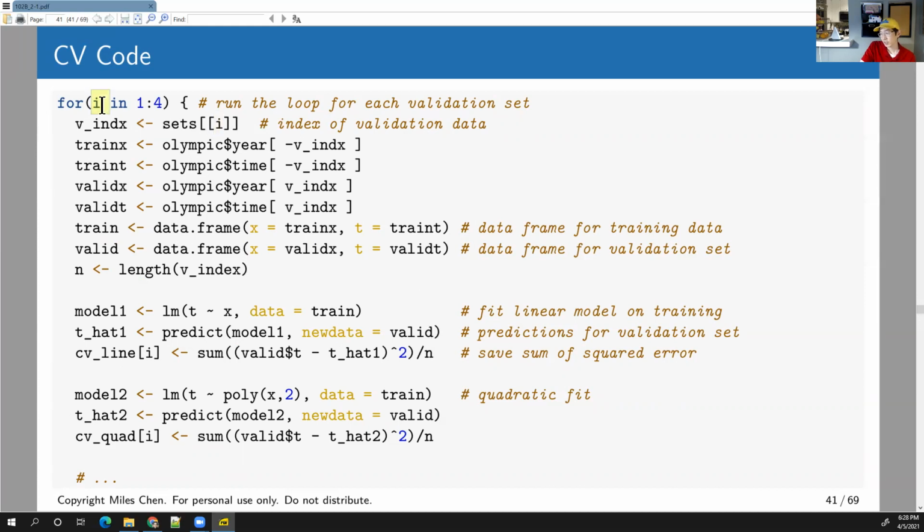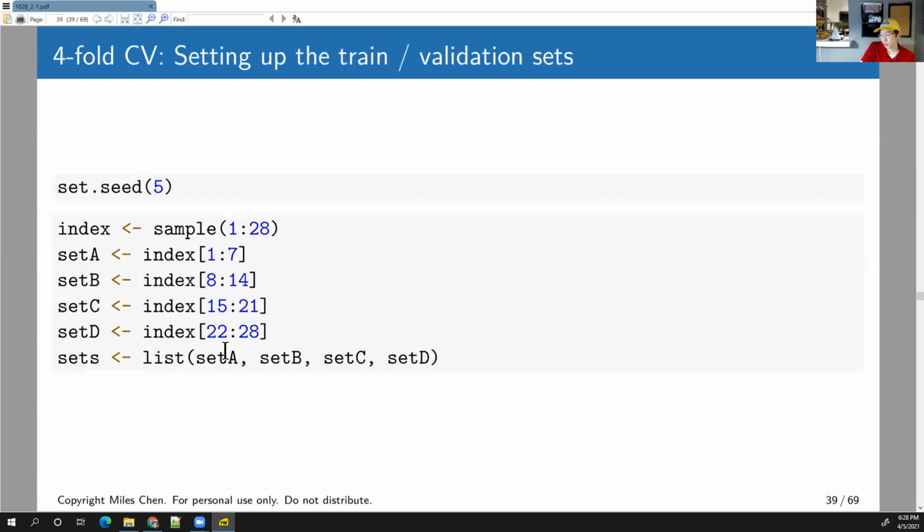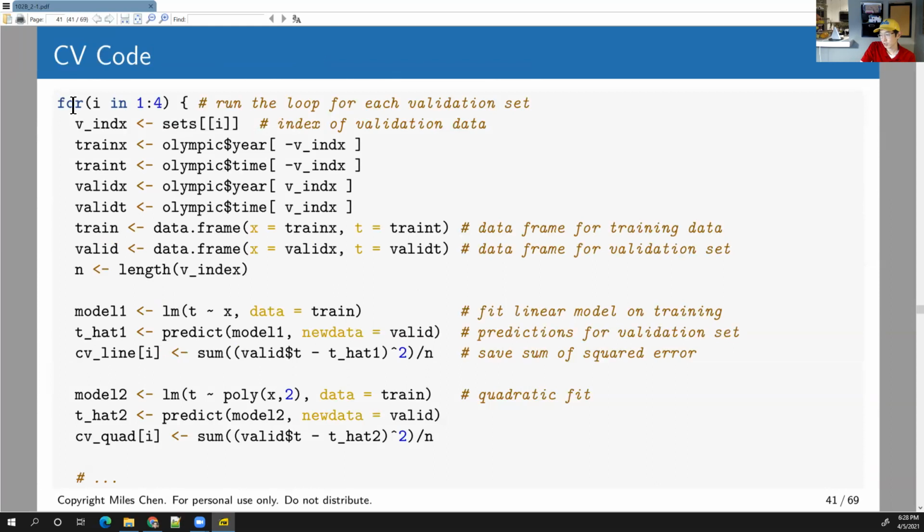I'm going to run this 4 times. During the first iteration, we take the first set, in this case set A, and then in the next iteration, when we run the for loop again, we take set 2, and so on and so forth. We set that to be our validation index.